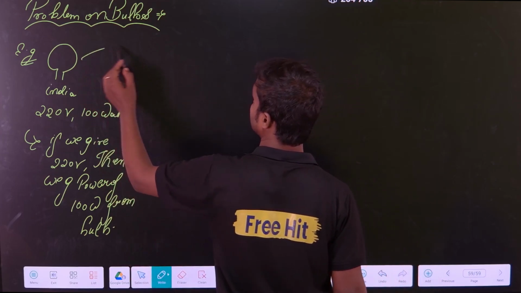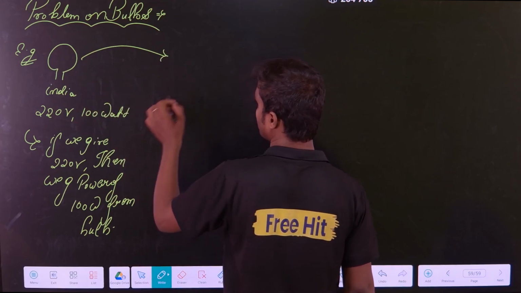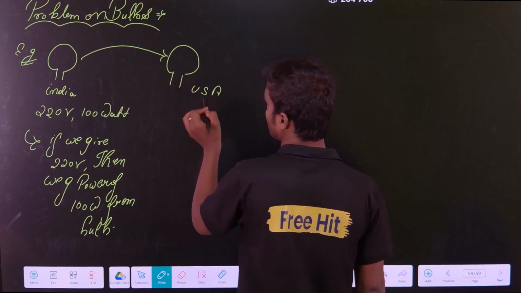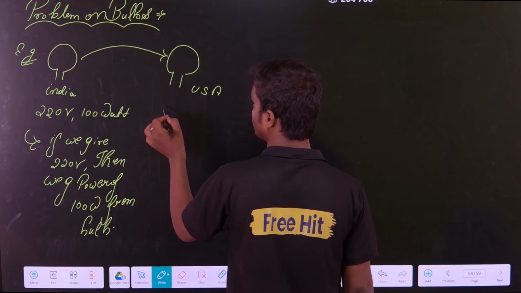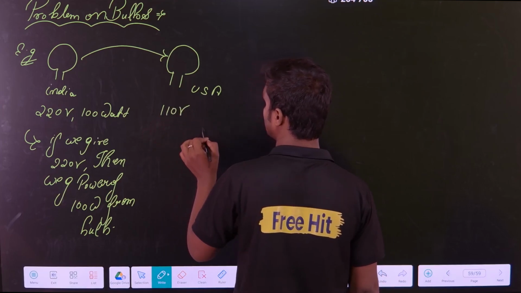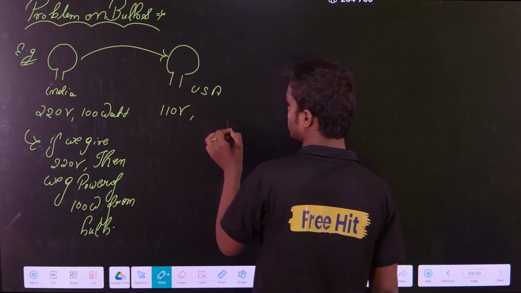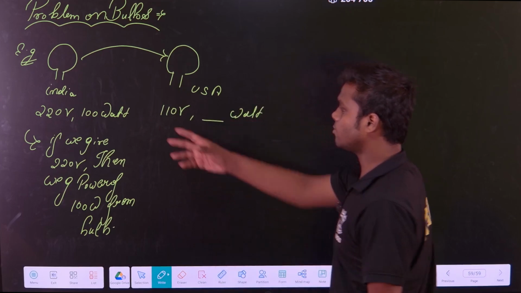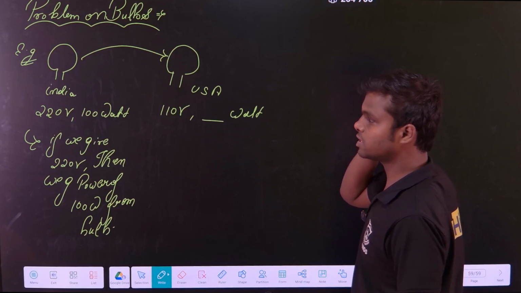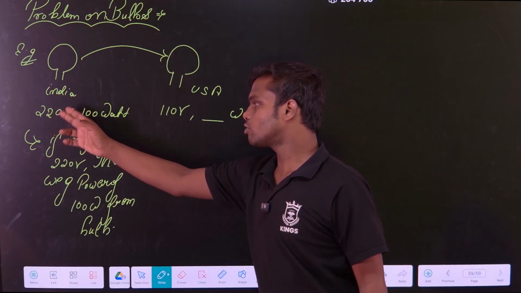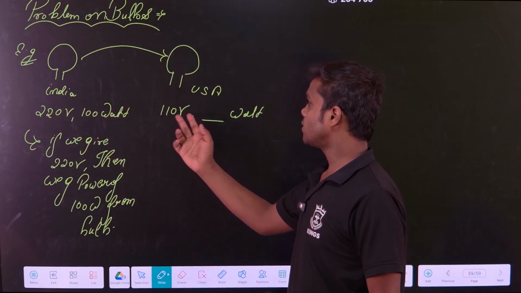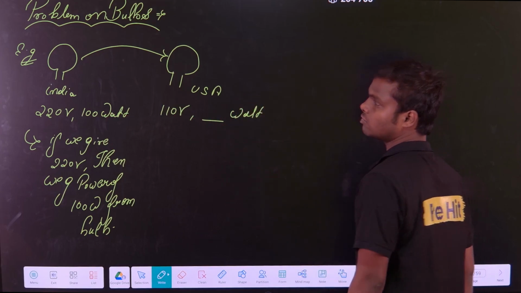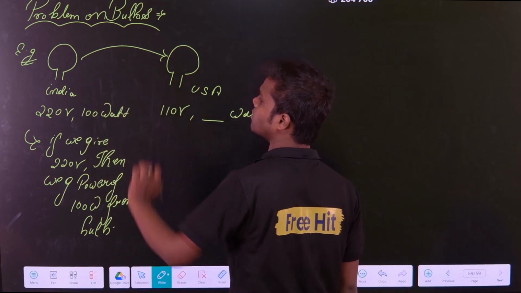Now from here to here, this is in India. Now I went to USA, and in USA suppose I am delivering 110 volt. So what is the power now? How much power will it be? Will it glow with 100 watt? Obviously not. Why? Because at 220 volt we are getting 100 watt, so at 110 volt it will be some other value. What is that value? I want to know how to calculate it. From here to here, when I am coming, what remains the same?